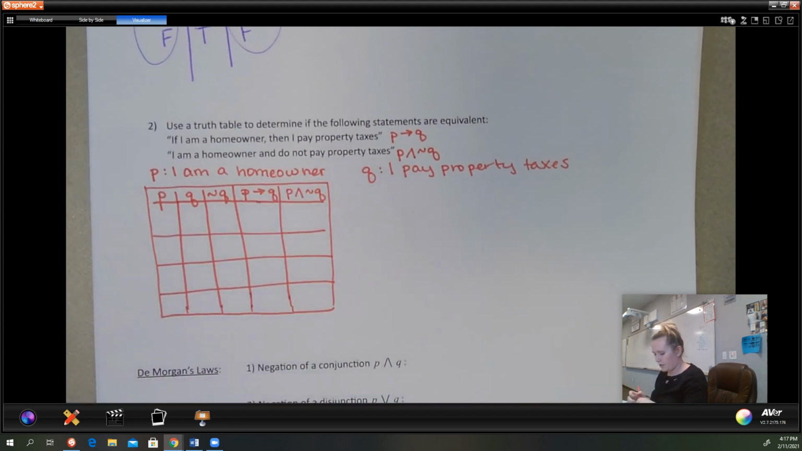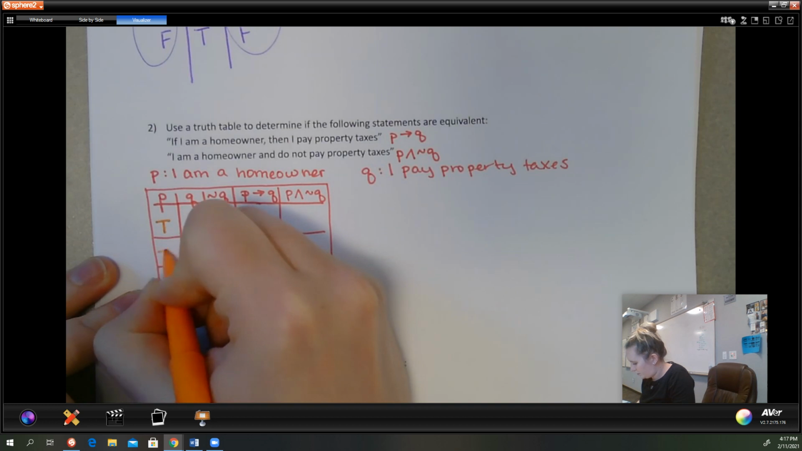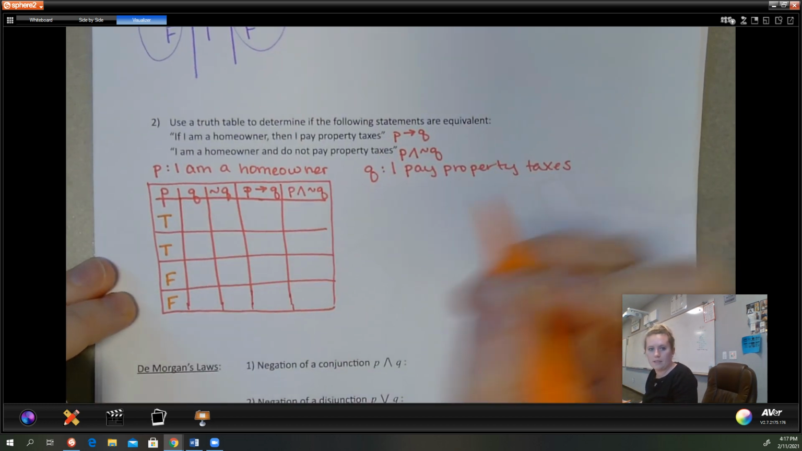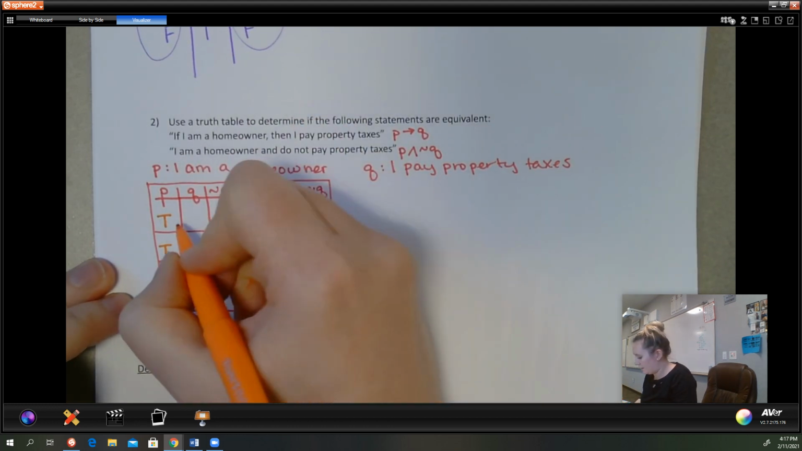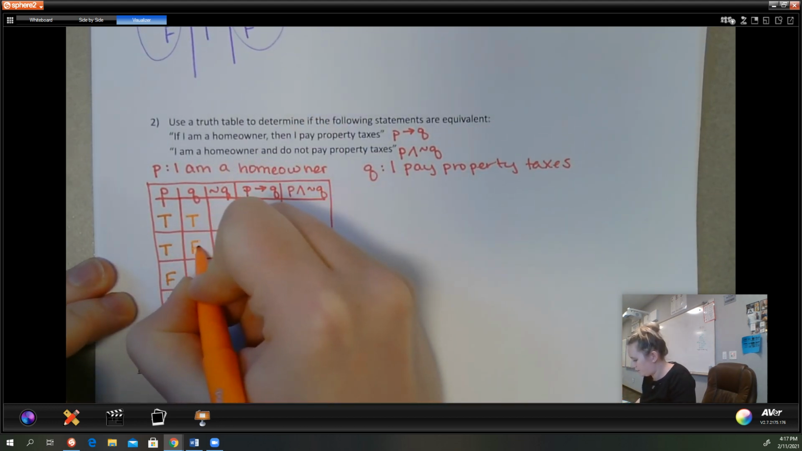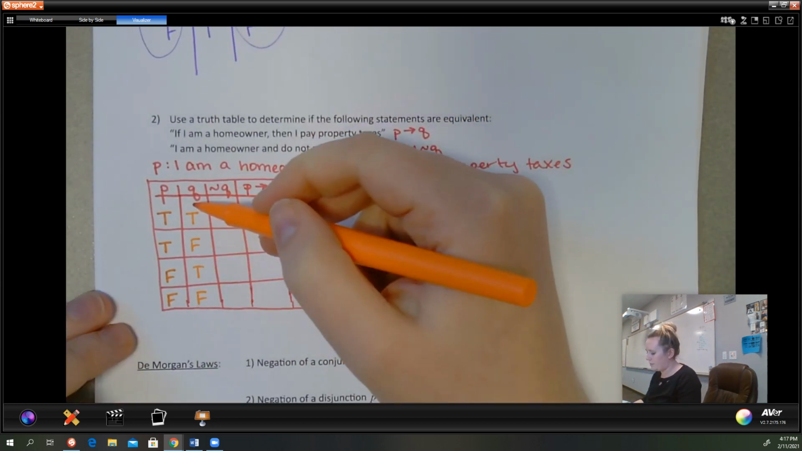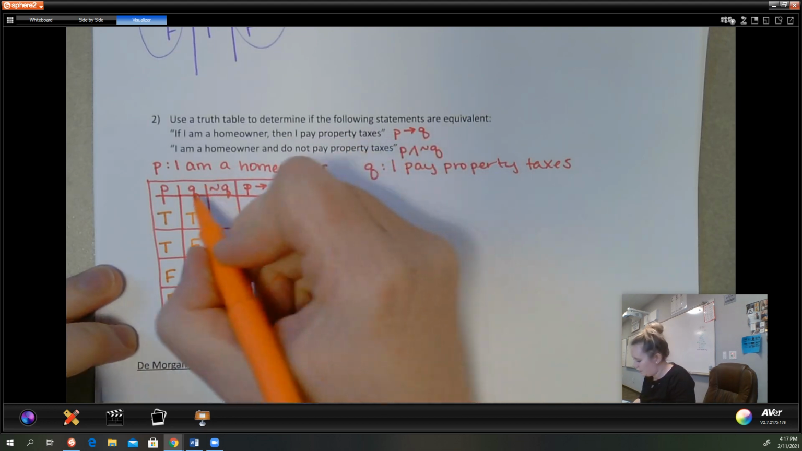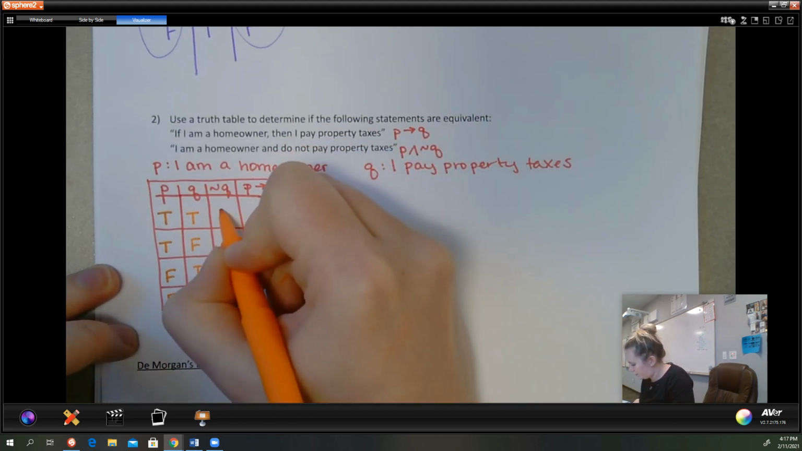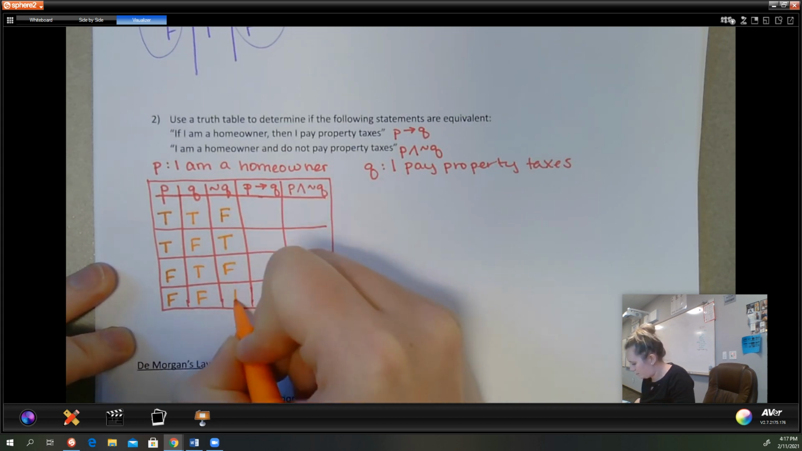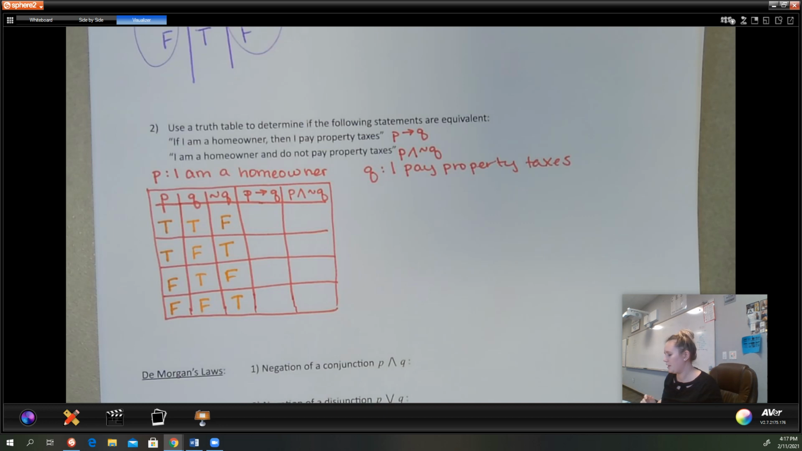All right, so here we go. P can either be true, so the first 2 I'm going to write true, or it can be false, so the next 2 are false. Then to pair up all my variations of true and false, I'm alternating. This is true, this is false, this is true, this is false. All right, so not Q is going to be the opposite of this Q column. So if Q was true, not Q is false. If Q is false, not Q is true.